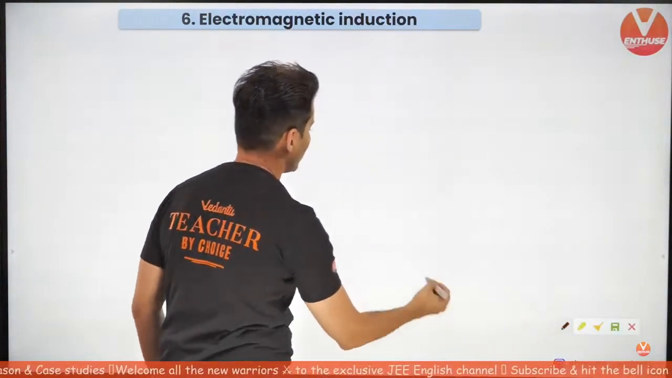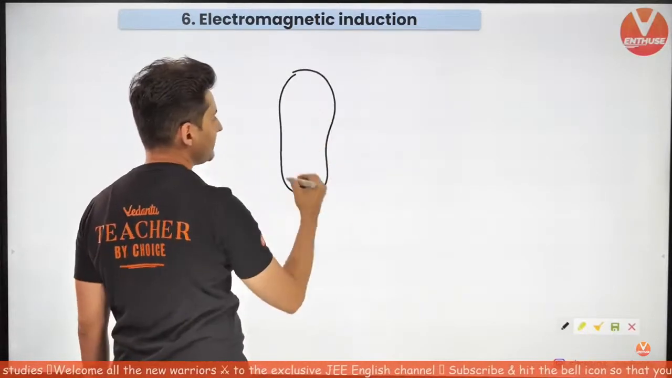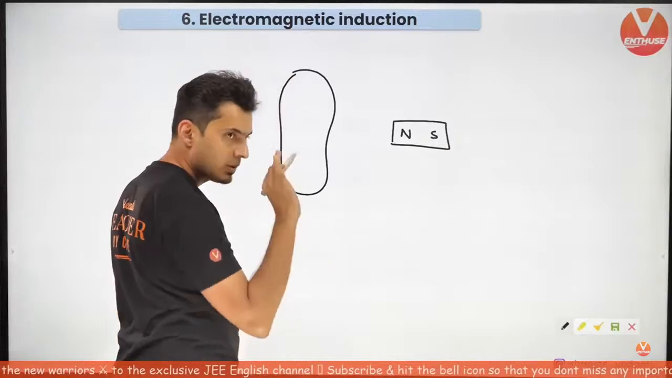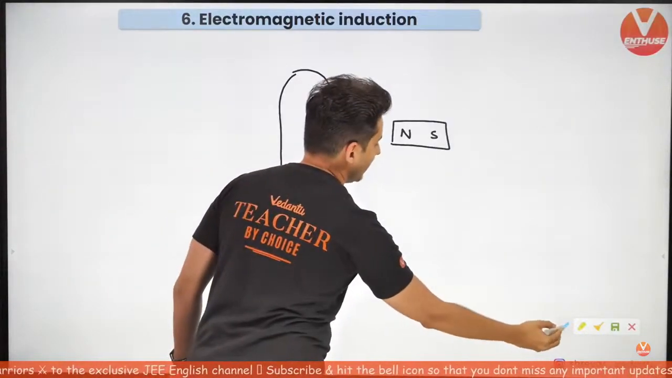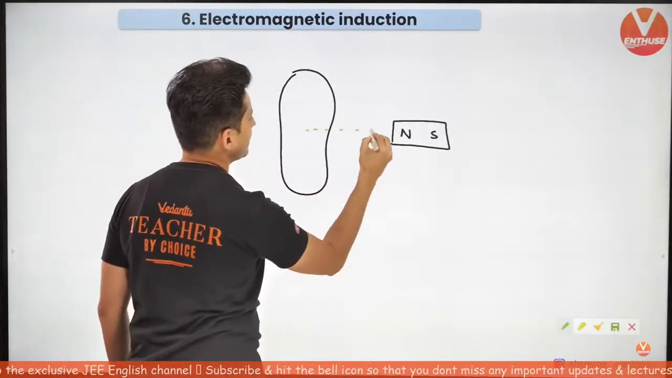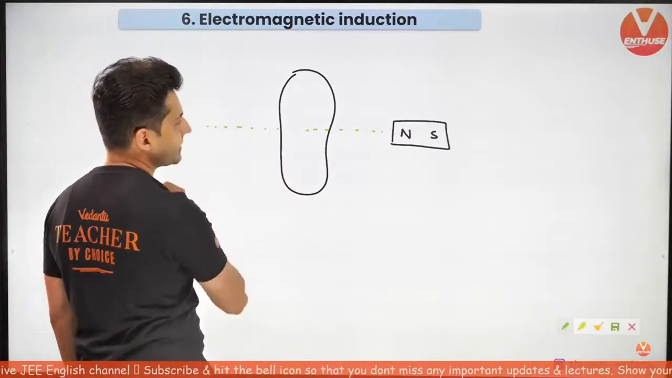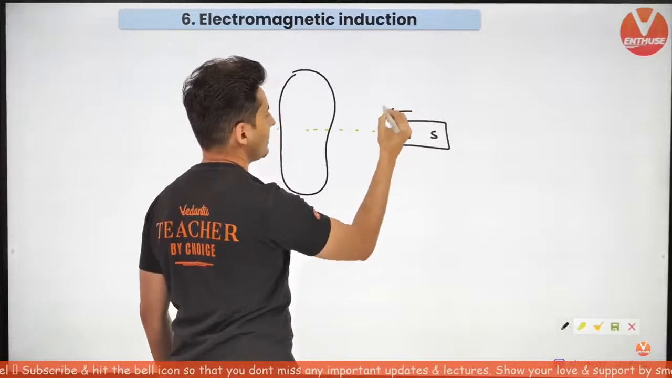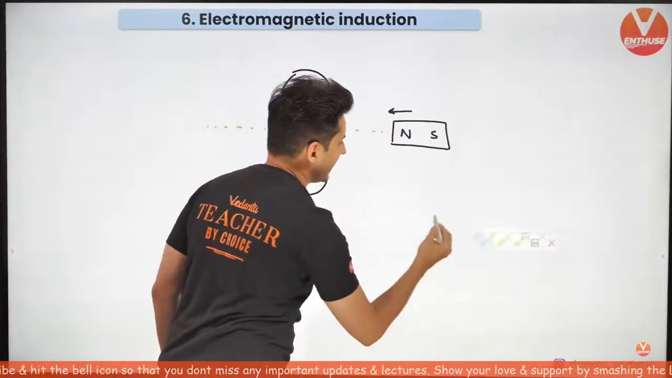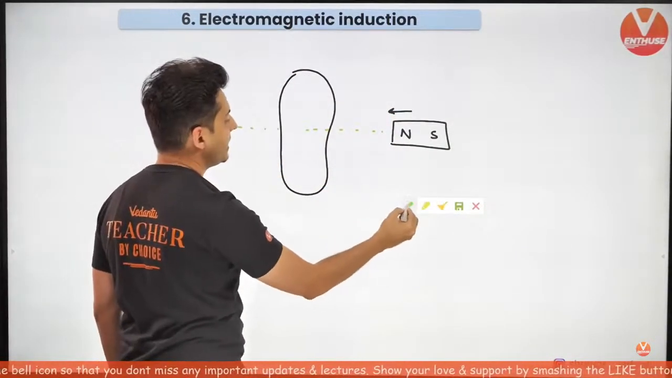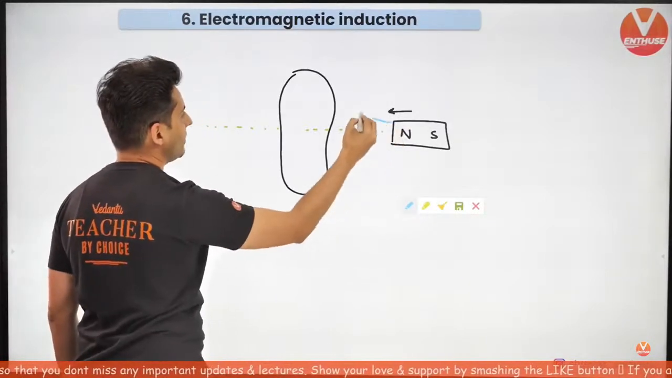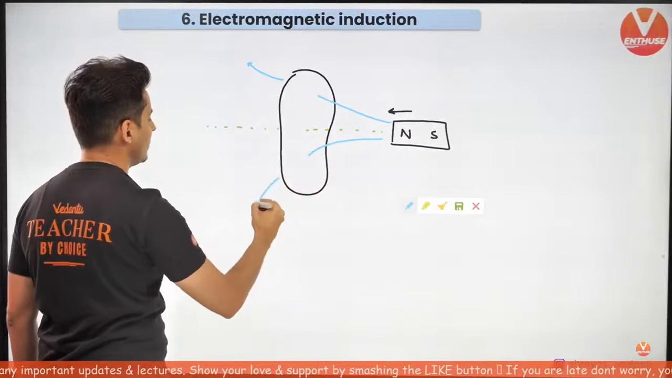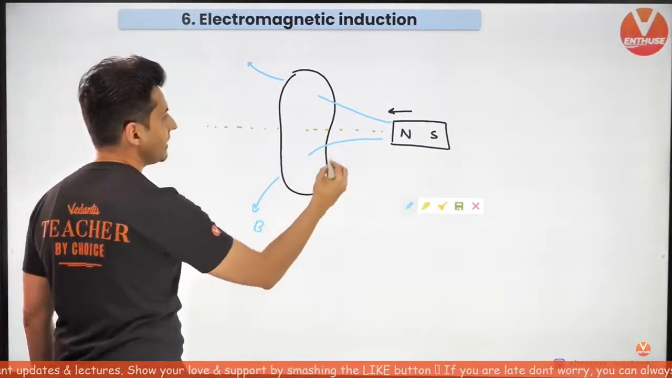I'll give you one more example. Imagine there is a coil. Imagine there is a magnet. This is north, this is south. Okay, this is the axis. Now, let's say this bar magnet is moving this way. If that is the direction of the motion of the magnet, it will create some field. How will the field look like? It will look something like this. Correct? This is how the magnetic field will look like.